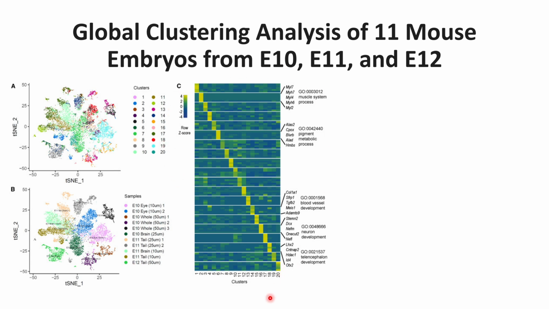And from the literature analysis, they can group those clusters into different developmental stages. That is, cluster 2 can be grouped to muscle system processes, and this is basically at this E11 stage. E11 tail stage, E11 tail, 10 micrometer channel and E11 at 25 micrometer channel.